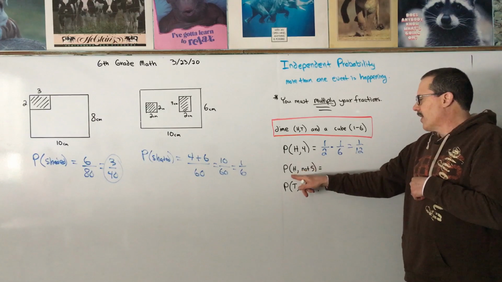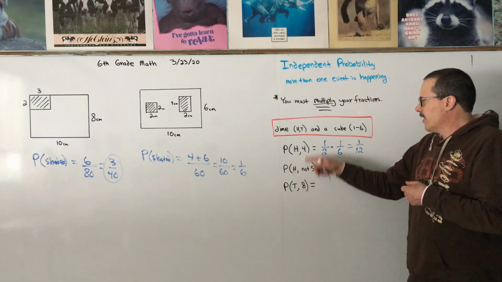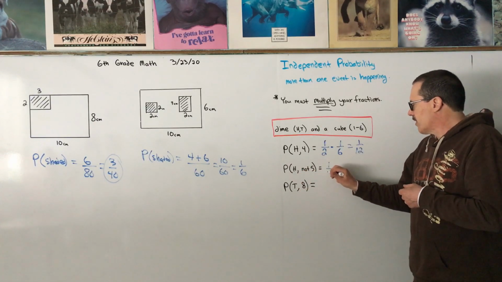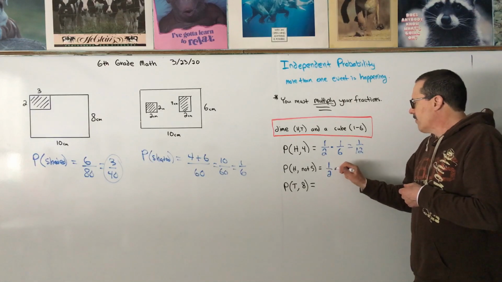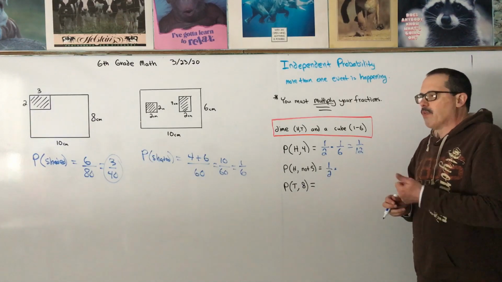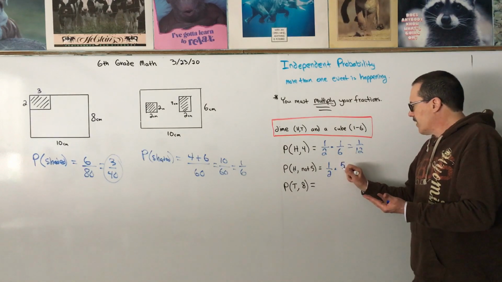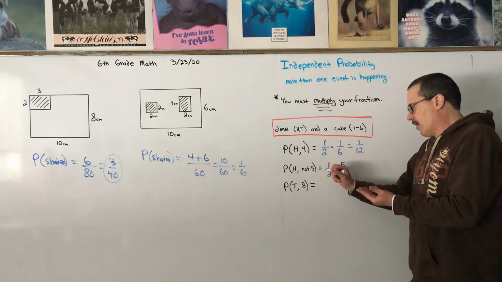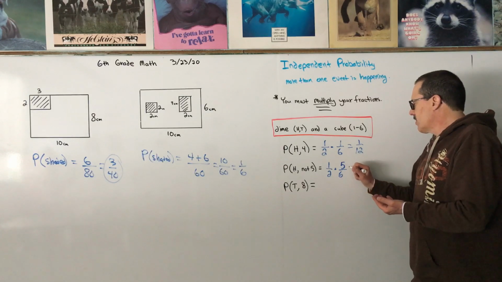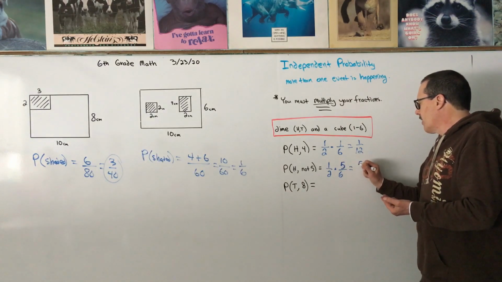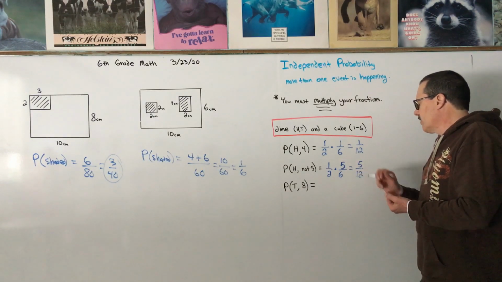All right, on the next example I gave, the probability of getting heads on the dime would still be 1 chance out of 2, times, if I don't want to get a 5, I could get a 1, a 2, a 3, a 4, or a 6. So that's 5 ways I could win, because I don't want a 5, out of 6. I'd multiply these together, and I would get 5 over 12.